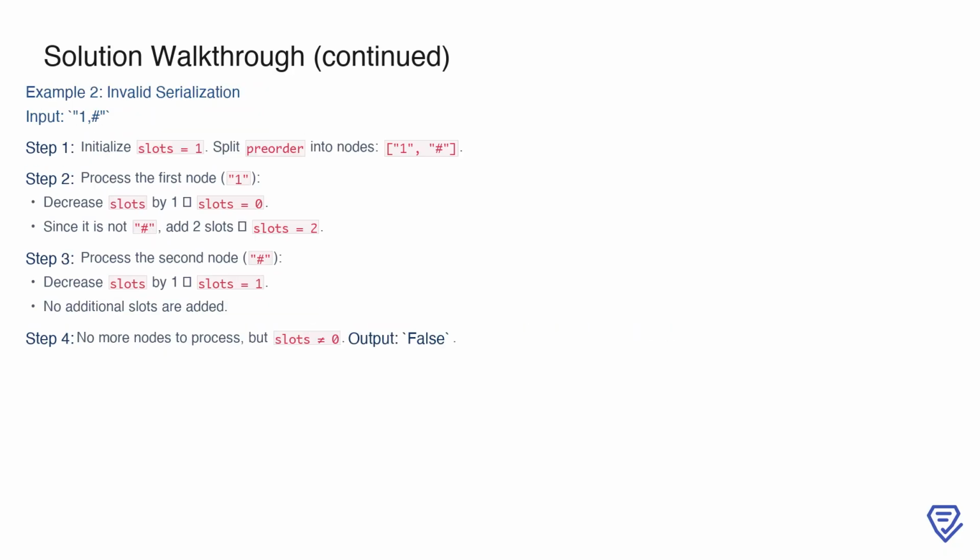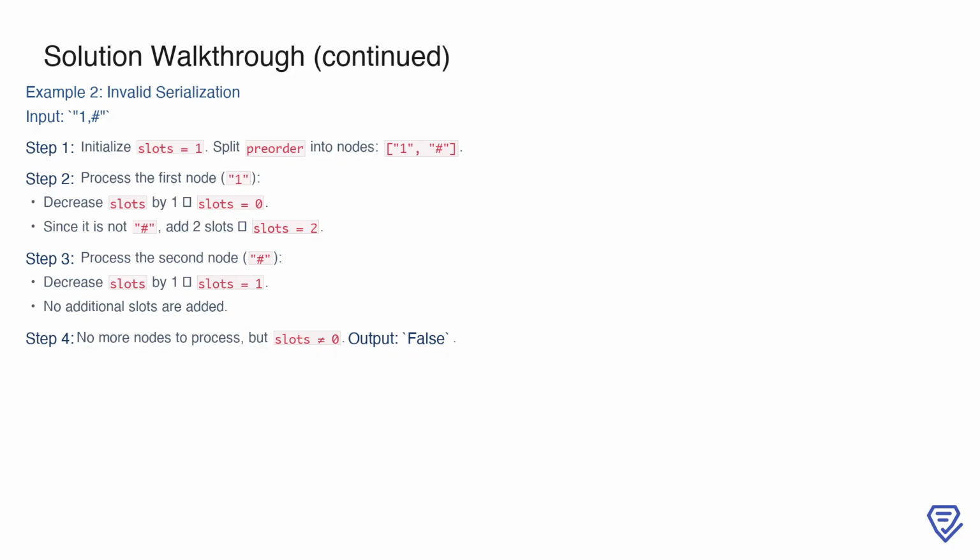Here, we look at an example where the serialization is invalid. The input string is 1,#. We begin by initializing slots to 1 and splitting the string into nodes, resulting in the array 1, #. The first node is 1, which consumes 1 slot, leaving us with 0 slots. Since 1 is not null, it adds 2 new slots, bringing the total to 2.